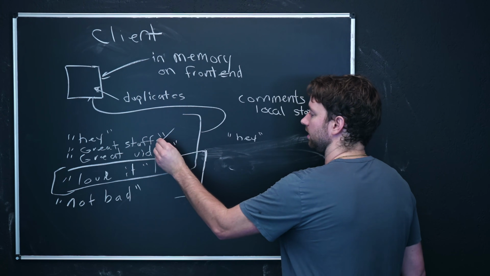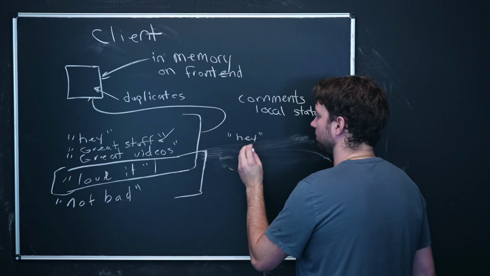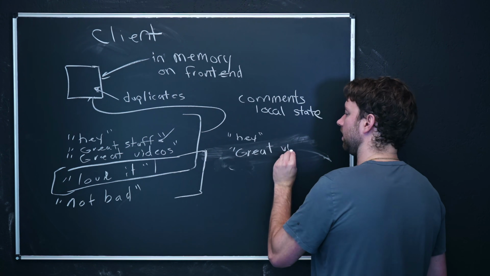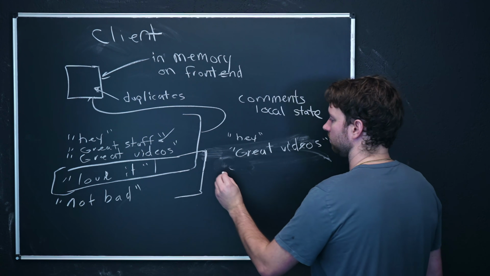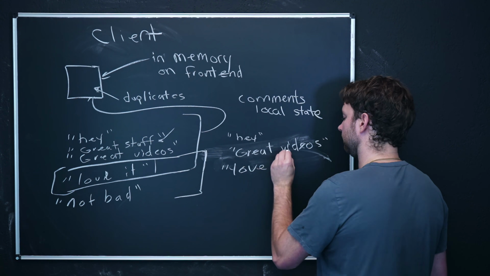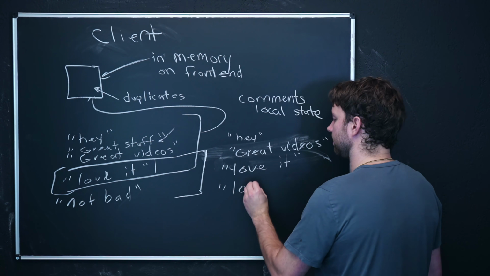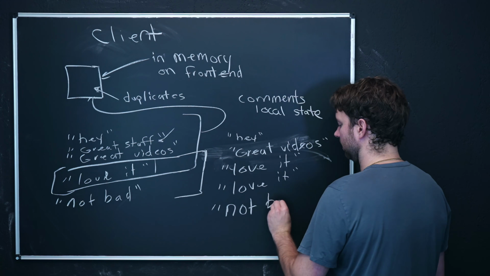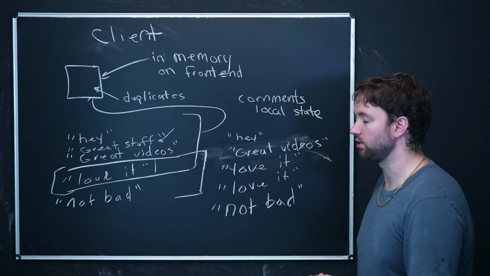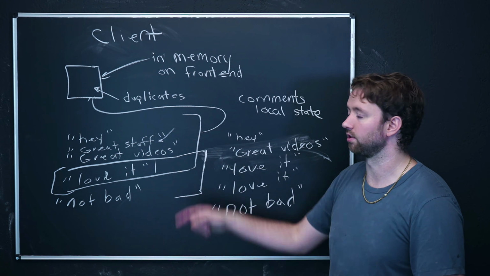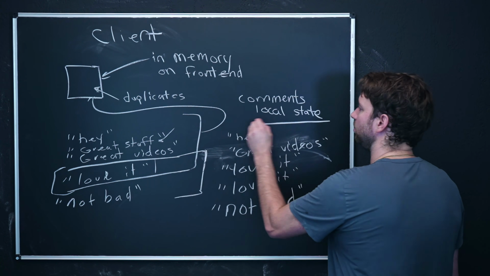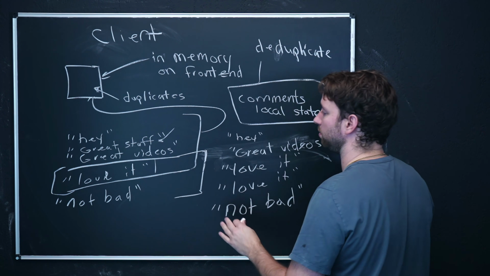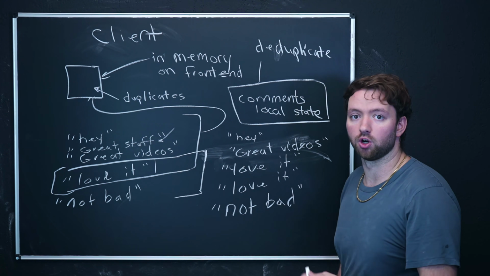Additionally, this new comment is skipped over, which isn't probably the end of the world, but our current state is going to look like, hey, great videos, love it, a second instance of love it, and then not bad. This would be avoided with a continuation token because that wouldn't have shifted with the insert of a new comment. So basically what you need to do is if you're appending to a local state, you need to deduplicate, get rid of any duplicate data so the visual doesn't show repeating values.